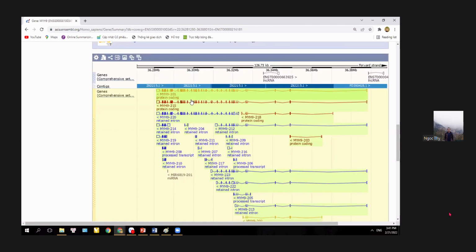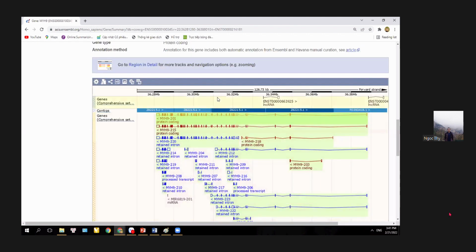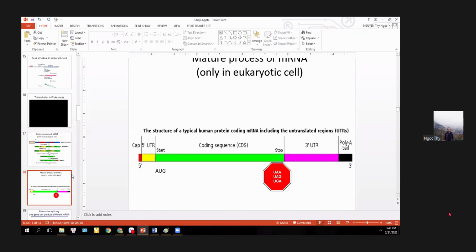So in here we have 41 exons, so it's a very large gene. And this part here is not coding for protein. That means that this is the 5' UTR, and this is the 3' UTR. Okay. And in the middle here is the CDS, that means the coding sequence. Okay. Right.